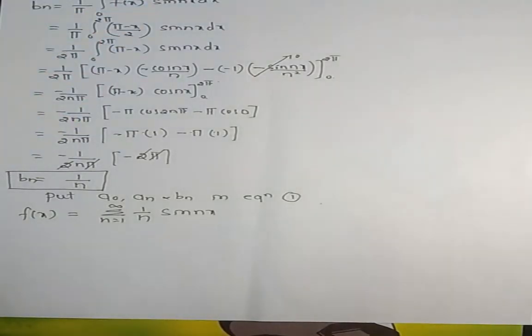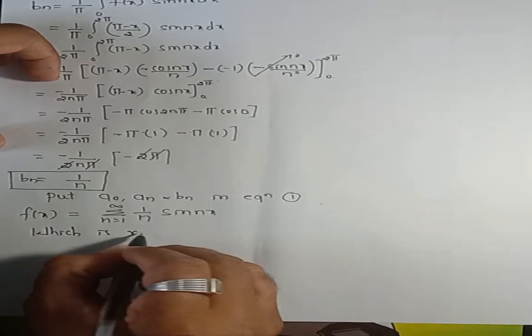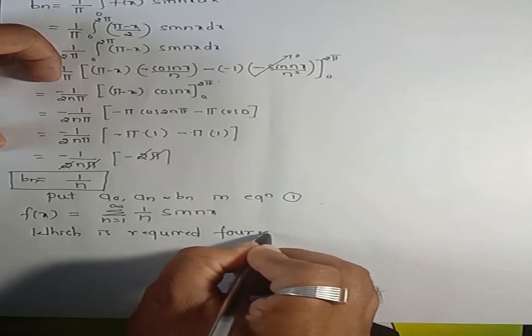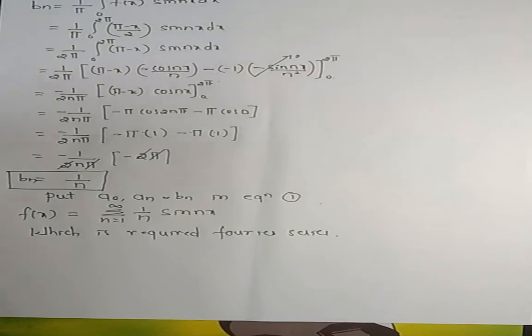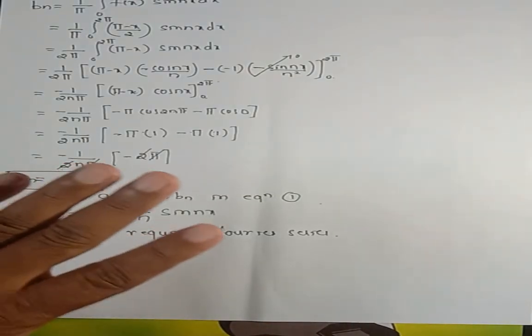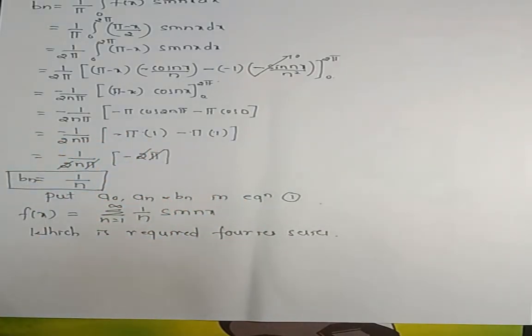So this is your required Fourier series of the function f of x is equal to (pi minus x) divided by 2. This is the required Fourier series. Now the example is still not over, because you have to deduce one series.